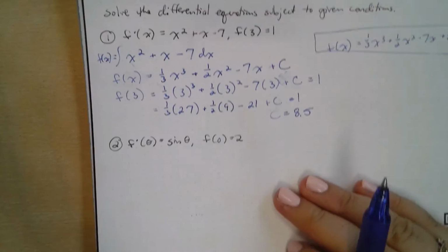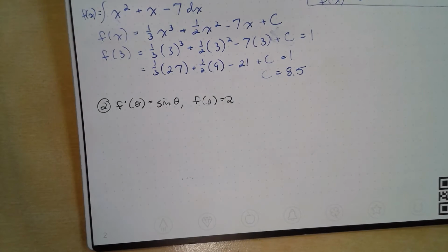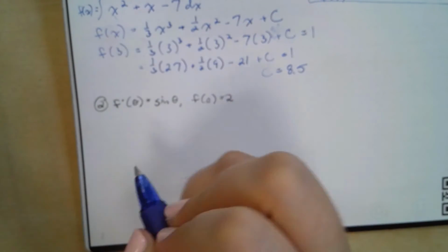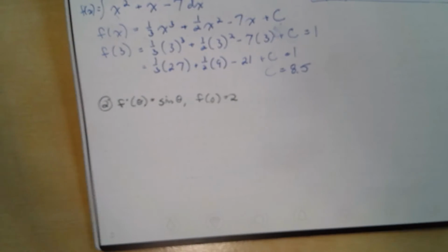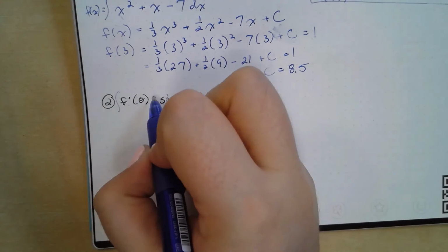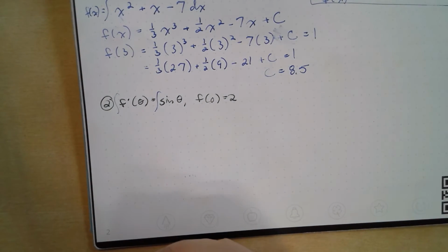Okay? Let's do another one. Let's see if I can be a little bit neater with this one. We have f prime of theta equals sine theta, and f of 0 is equal to 2. Well, we want to find the integral, so we're going to take the integral of both sides. So that is what we're doing.